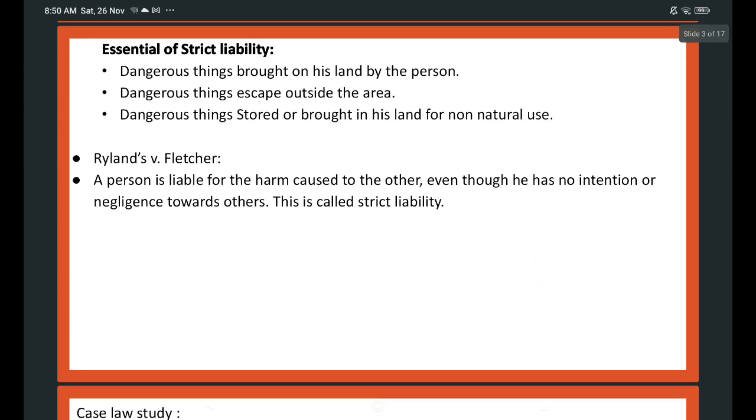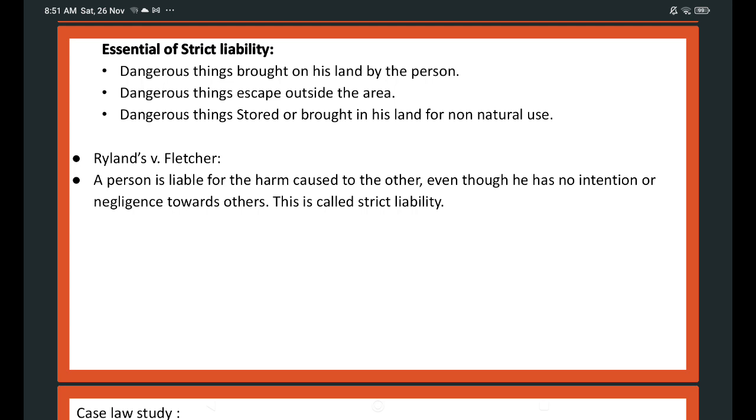Essentials of strict liability: dangerous things brought on his land by the person. Dangerous things escaped outside the area. Dangerous things stored or brought on his land for non-natural use. Three important points here. First, he has stored some dangerous things. Second, these dangerous things escaped from his premises. And third, he has stored this dangerous thing for non-natural use. In this connection, on strict liability, we will study one case law, Rylands versus Fletcher.